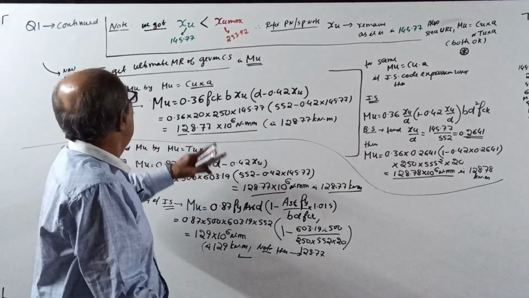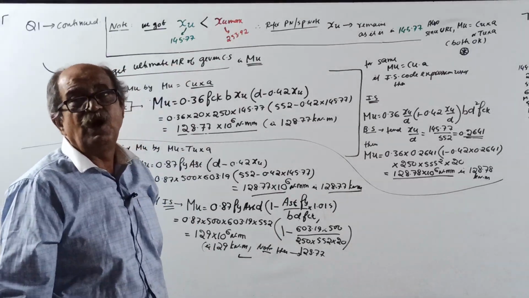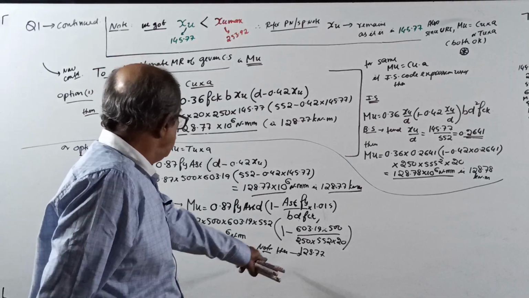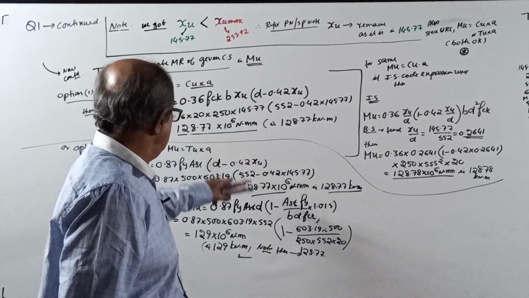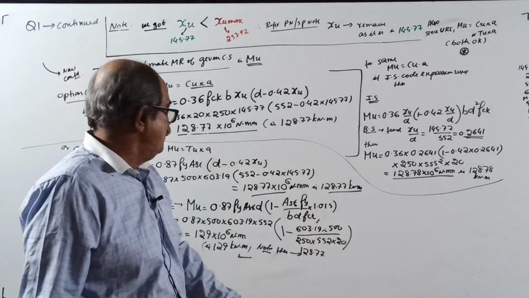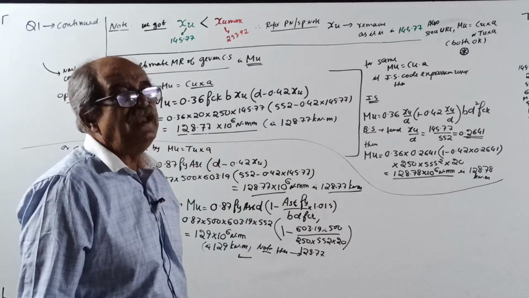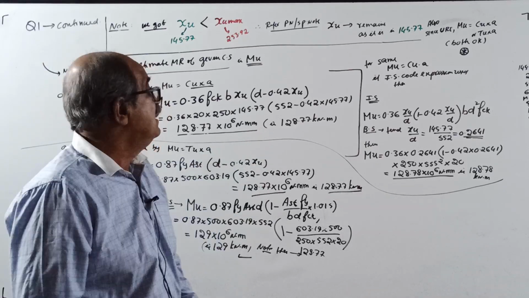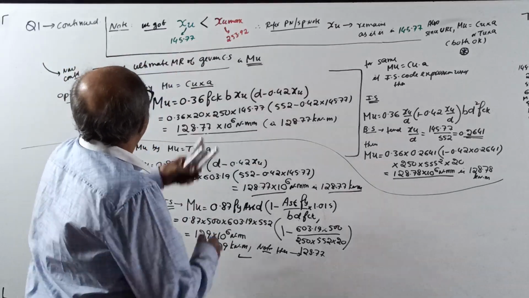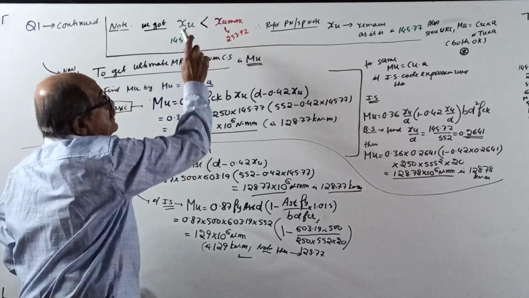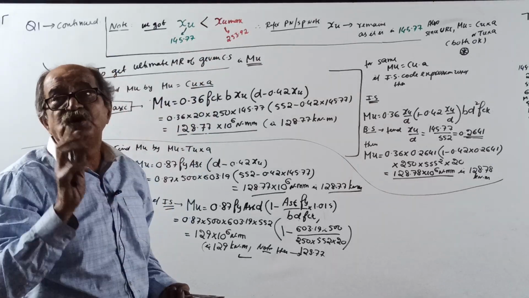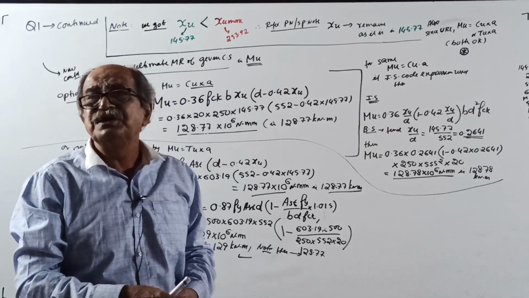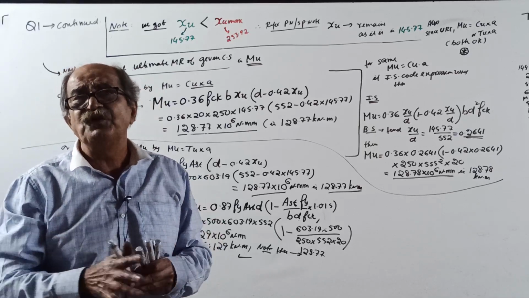So the ultimate Mu for the given cross section is around 128.77, or 128.8, or if you use this equation, 129 kilonewton meter. Thoroughly study this question. In part 5, I will make your Xu more than Xu max. It is an important question. Then I will give some extra questions, then go for the doubly reinforced section.